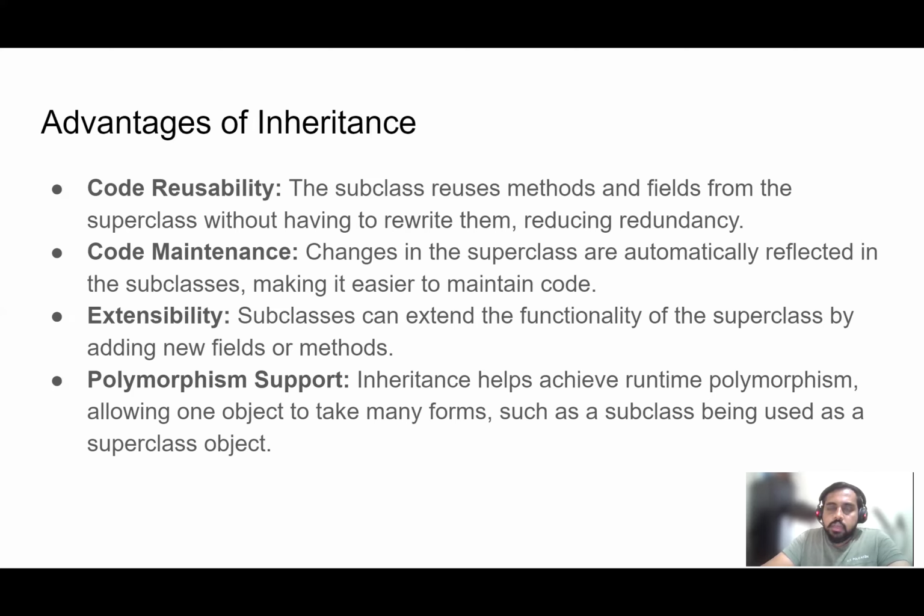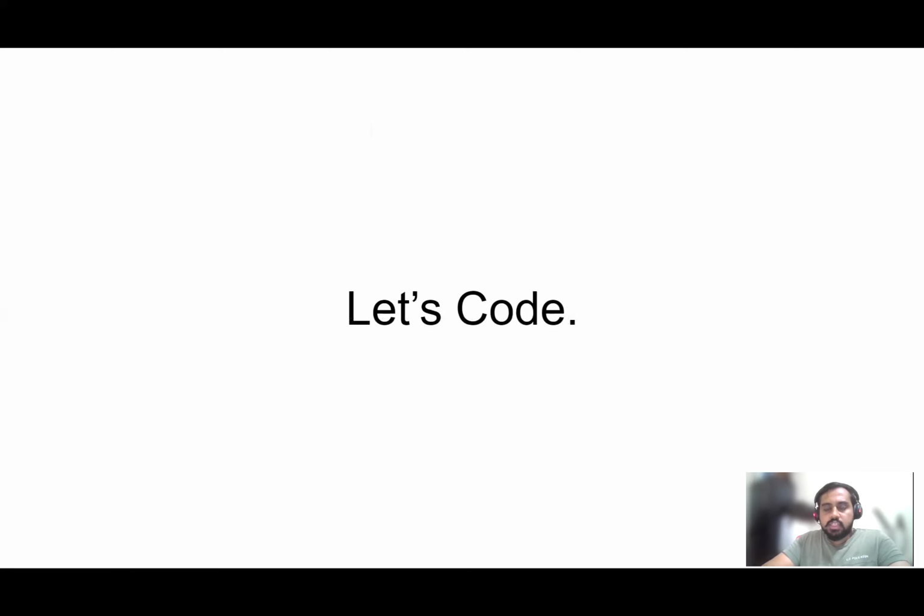and it supports polymorphism. So what is polymorphism? Polymorphism is nothing but one object taking many forms. What the types of polymorphism are, we'll discuss in our next video. For now, just think of polymorphism as one object taking many forms, behaving differently under certain conditions. That is what is called polymorphism. Inheritance helps achieve runtime polymorphism. That's one type of polymorphism, allowing one object to take many forms, such as subclasses being used as a superclass object. Okay, so next, let's code.